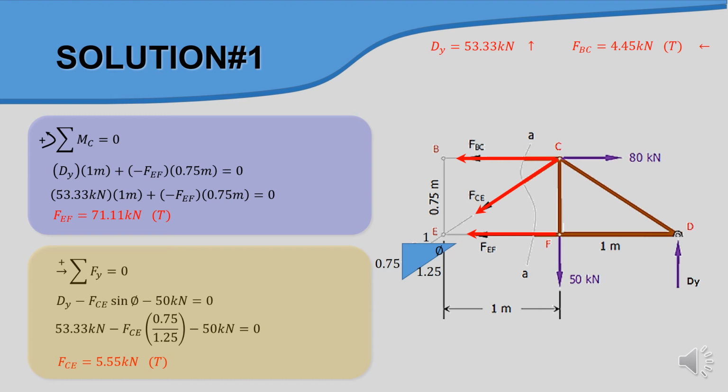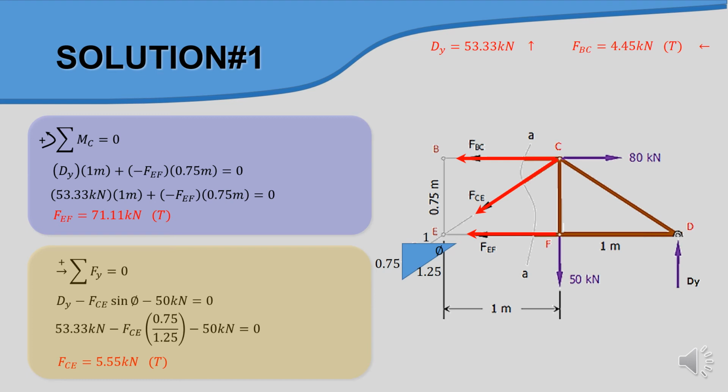So we have the whole structure. In this case, FBC, FCE, and FEF, we will see as external forces. Along with that, we have three forces from the reaction from Dy and two forces, 80 and 50 kilonewton. In this case, in order to get the value of FCE, we will use a net force in the y-axis equal to 0.